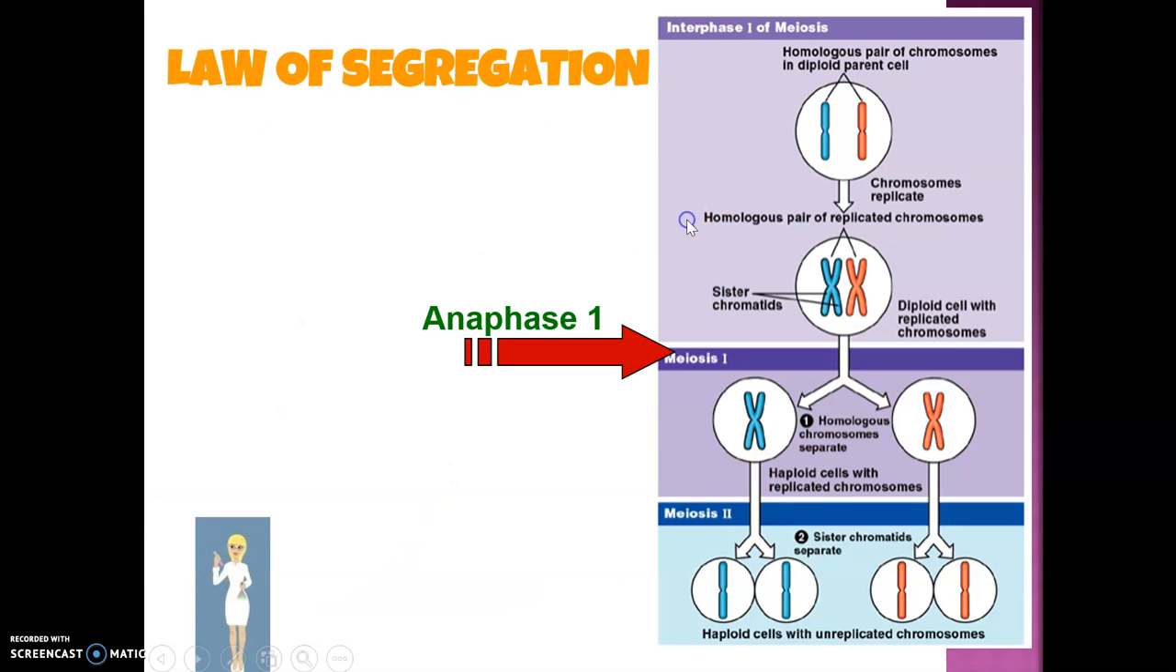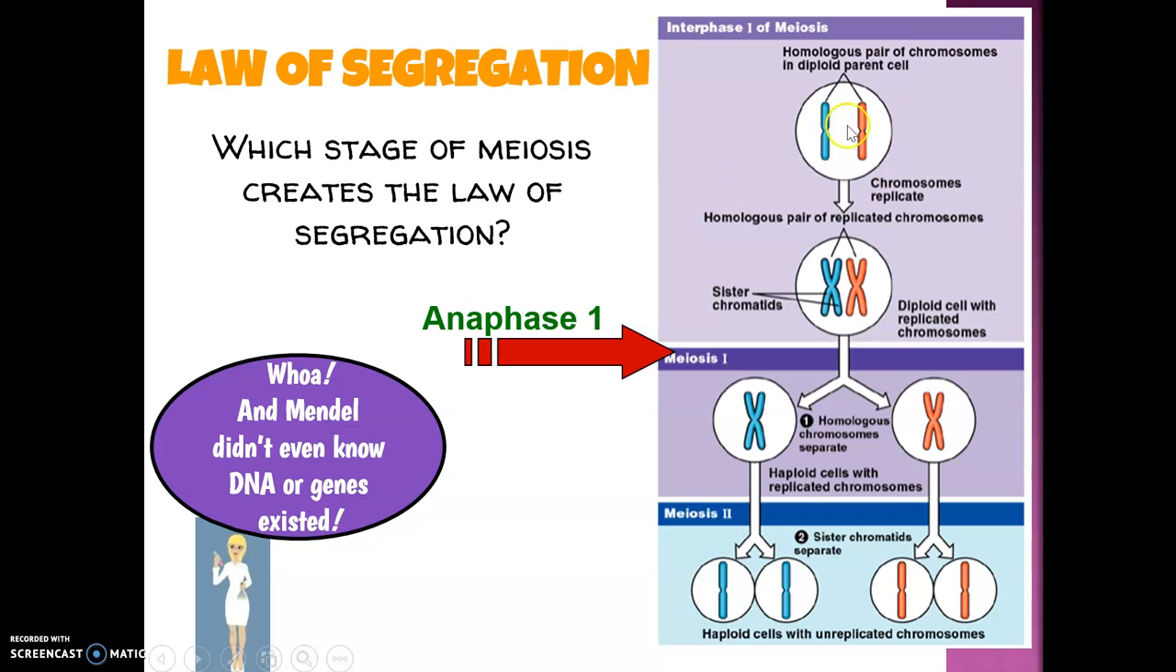Here's more explaining the law of segregation. This is still all in meiosis because these are all of our sex cells, because of getting our genetics from our parents. So we have a homologous pair of chromosomes, and then we go through anaphase 1. Once we go through anaphase 1, that's where we can get the segregation happening.